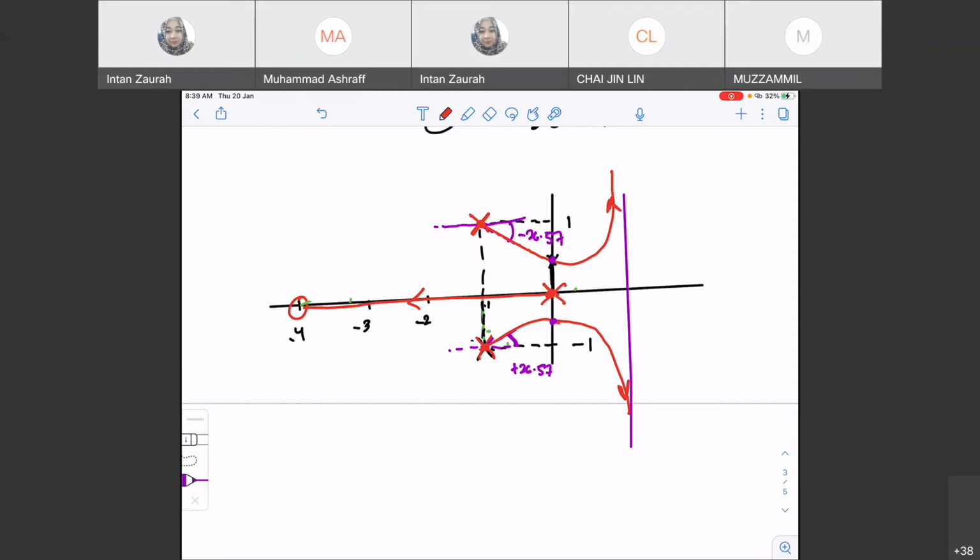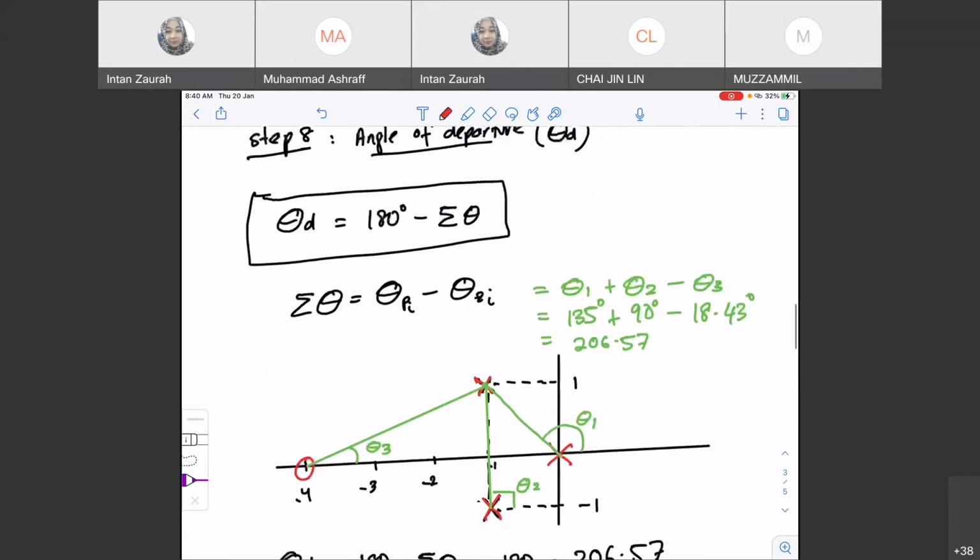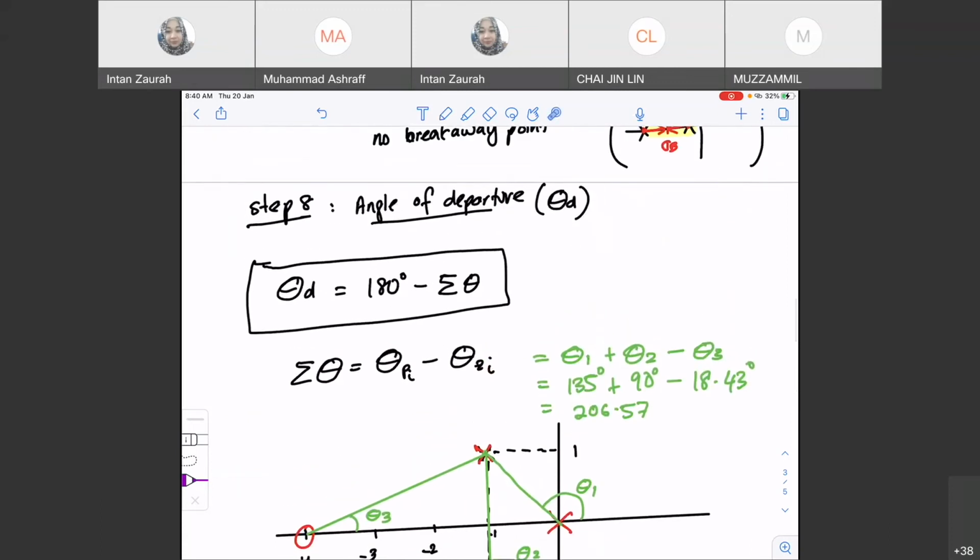So for the bottom, the first locus just now, from pole to 0, you need to show the arrowhead, like that, it's moving. Similarly this one is moving from pole to infinity, and the other one is from pole to negative infinity. Is that okay? That is step number 8. So if I just show back again, step number 8 is finding angle of departure.